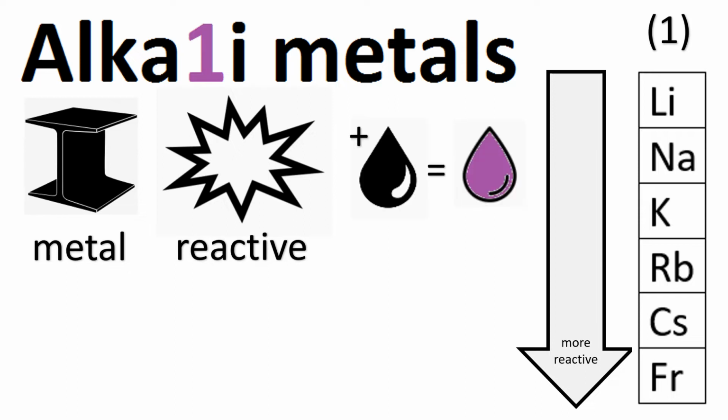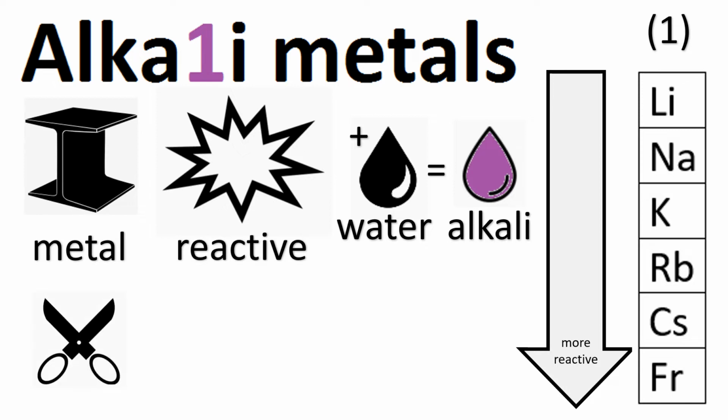Now this symbol here, what did it mean? Well, when we added water they became alkalis. So when you add water they become alkalis, and alkali using universal indicator is going to be the purple colour. Okay, what did this symbol mean? It meant that the alkali metals were easy to cut.